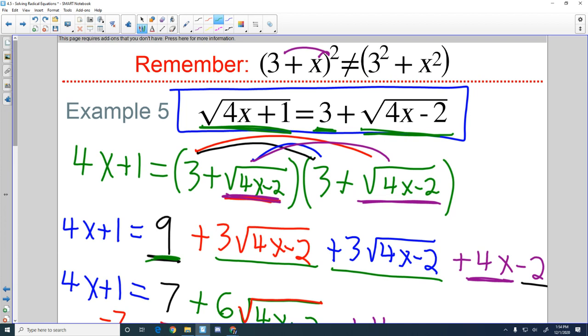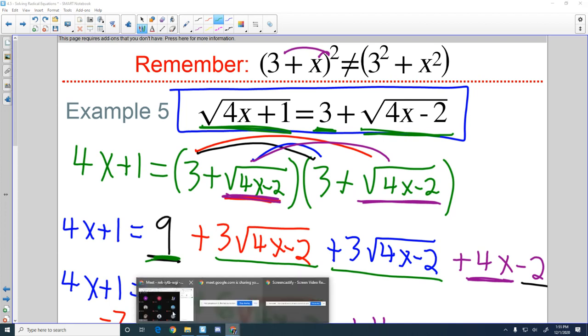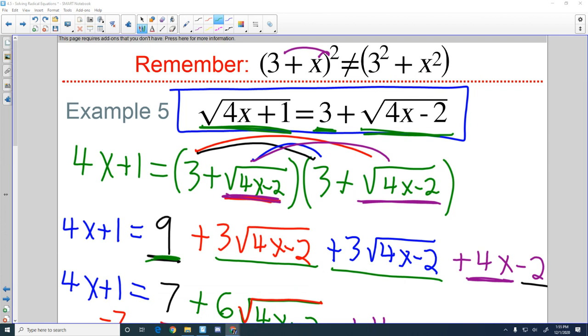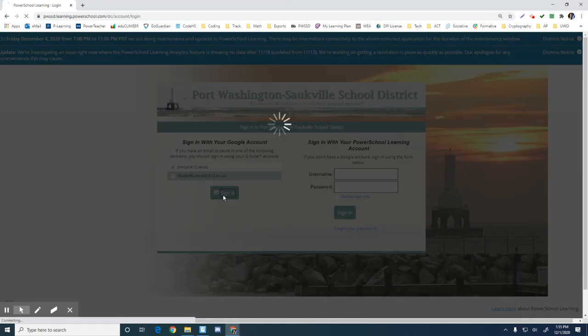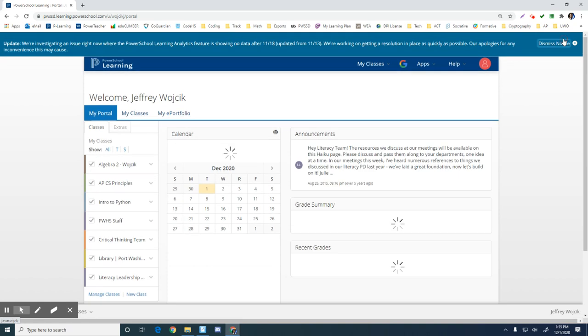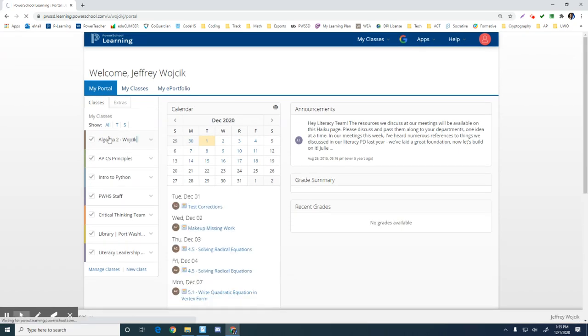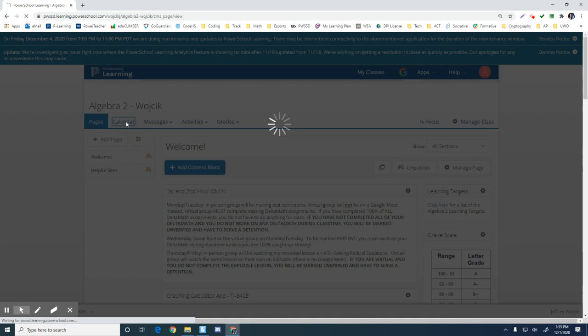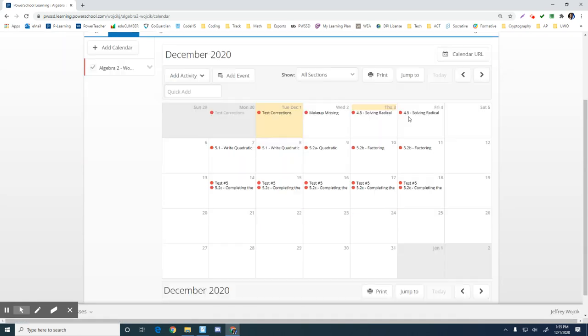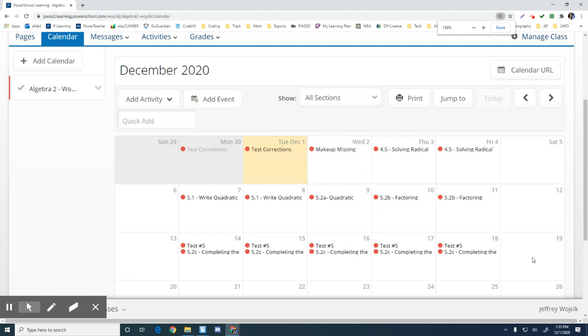But before that, I do just want to bring up the calendar just to give you a preview of what to expect before winter break. Okay, just so you know what is coming up. So remember, everything is always posted on my P-Learning calendar. Just go to Algebra 2. Go to the calendar. And here's December. Let me make this a little bigger for you.